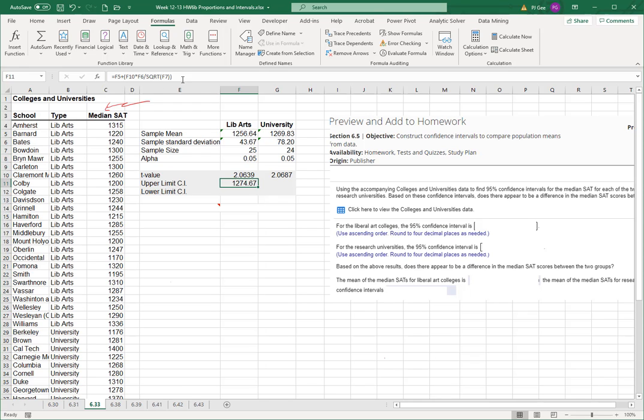All right, and then I'm typing those things over again, so I'm cheating a little bit. I grab the text. All I'm doing is grabbing the text. It's coming in here. Okay, and instead of plus, we're going to do minus. Okay, so our range is 1238 to 1274. Likely captures the mean of the population of liberal arts at a 95% confidence level.